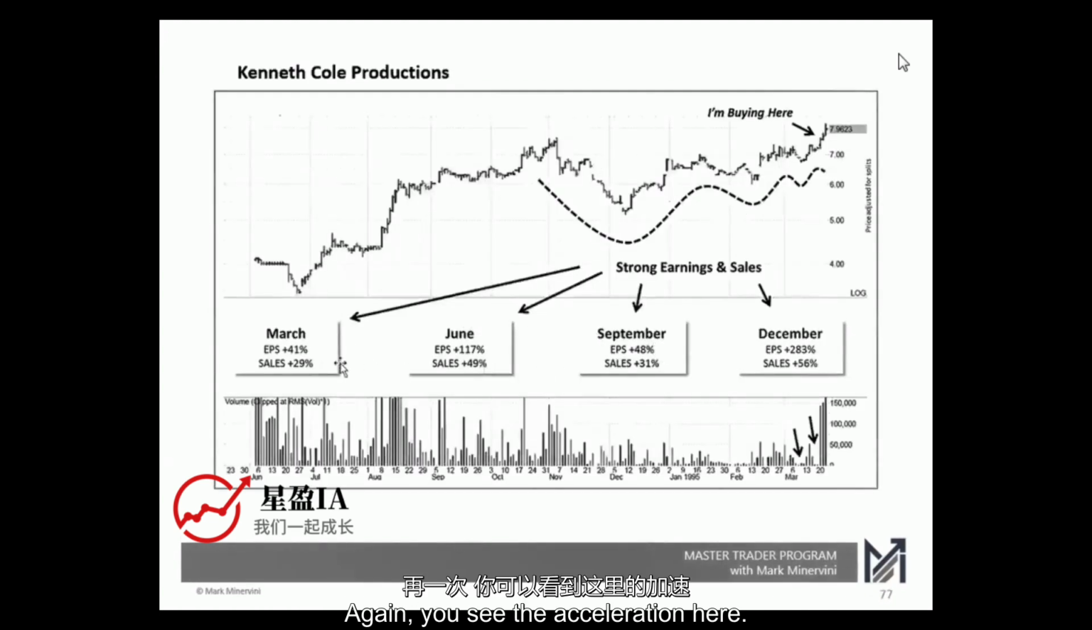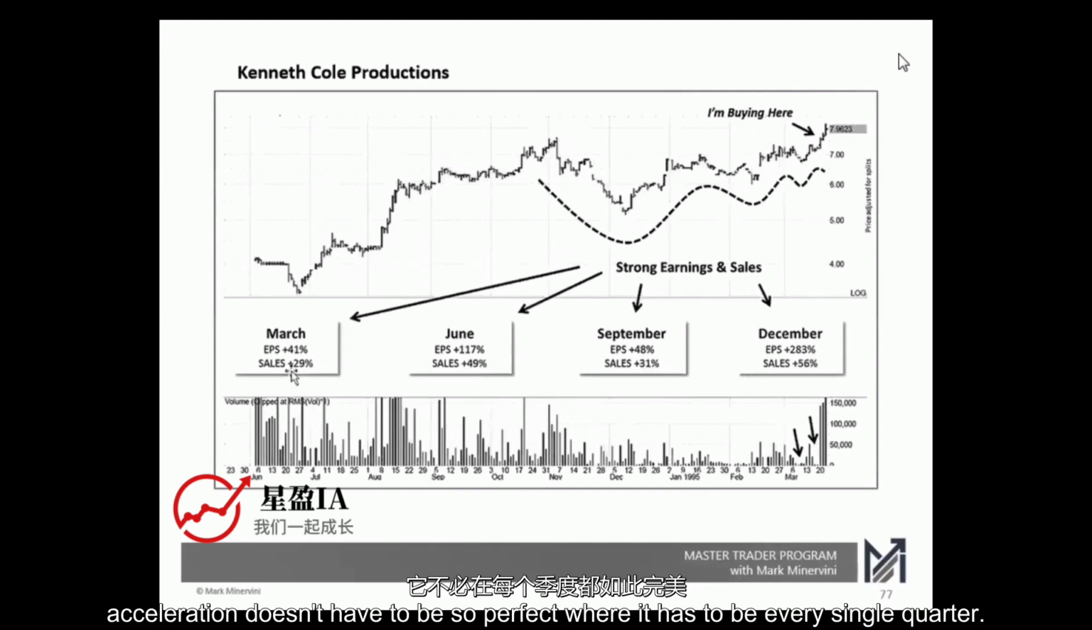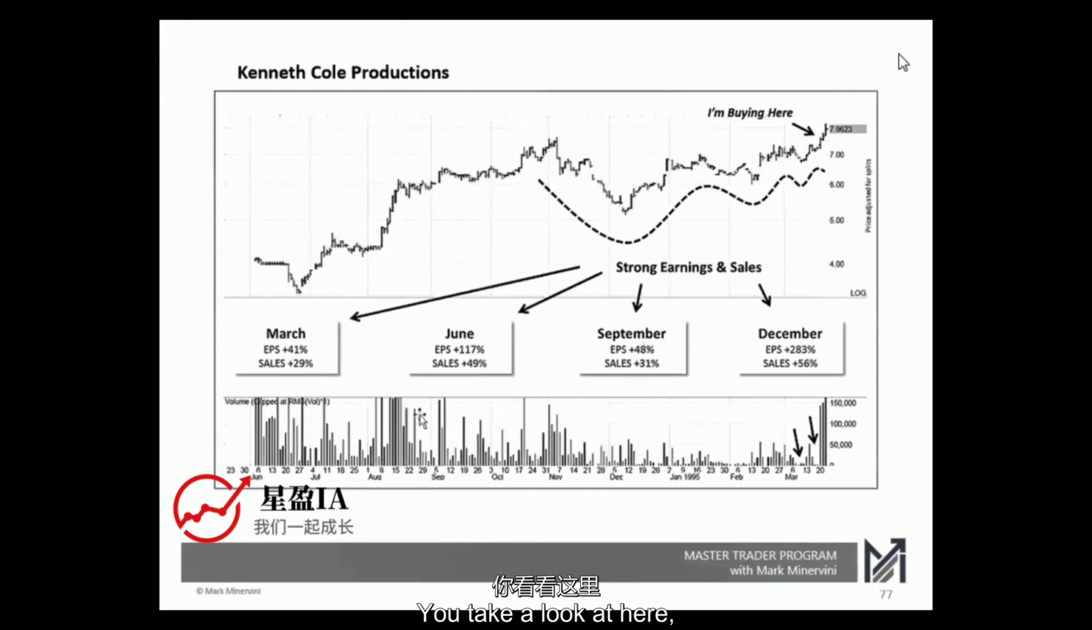Again, you see the acceleration here. Now, another thing we should point out is that acceleration doesn't have to be so perfect where it has to be every single quarter. You take a look here, you've got sales up 29%, then 49. Okay, you got one at 31, but then it's right back up 56. So you're seeing a general trend of acceleration. Same thing in earnings, 41 to 117. Okay, next quarter is 48. That's still great earnings. And then it comes ripping right back 283%. Excellent fundamentals here. I bought this stock right here. Coming out of this base, it made a very nice move.